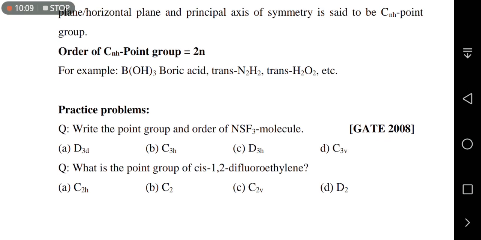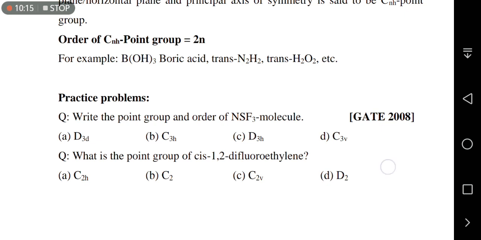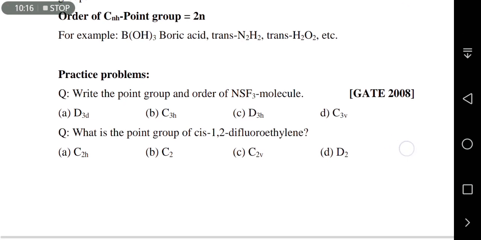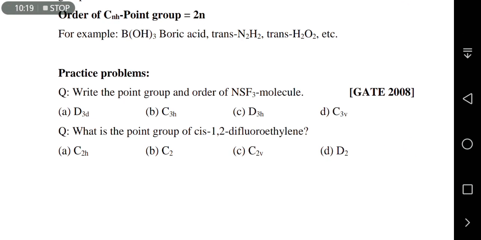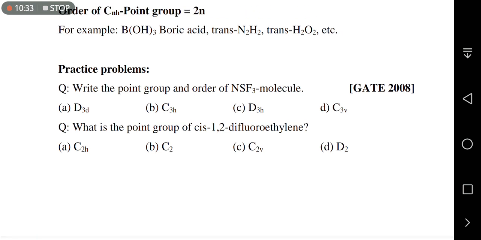And now I am giving you some questions which are based on the point group. In GATE 2008 they asked what is the point group and order of the NSF3 molecule. The options given are D3d, C3h, D3h and C3v. The next question is what is the point group of cis-1,2-difluoroethylene. Please try to solve it and identify all the symmetry elements present in such type of molecule.